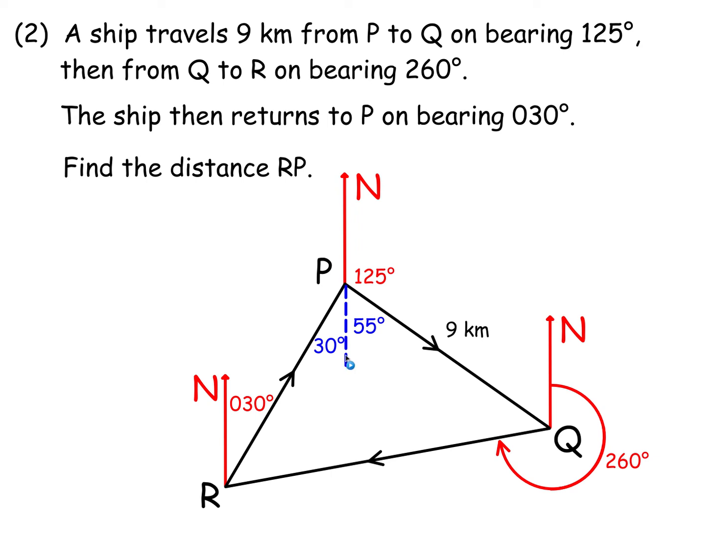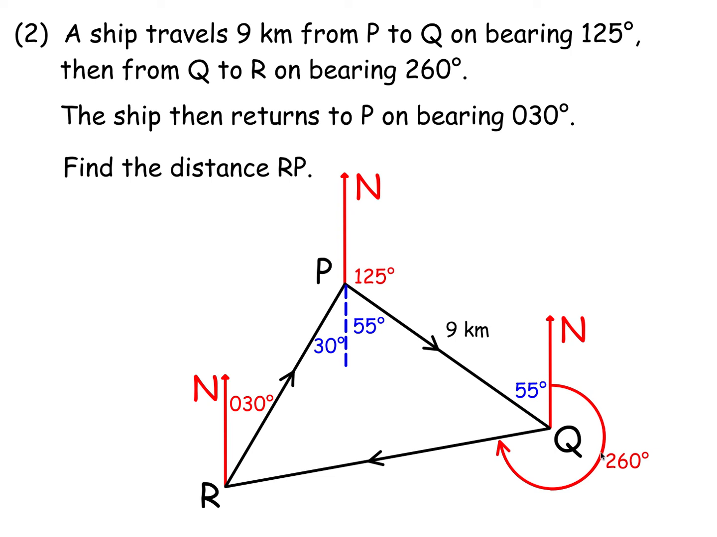There's a Z shape around that 55 degrees, coming down here and up with that north line. So you get parallel lines in a Z shape. Alternate angles are equal. That's 55. Next, that's 260 degrees. That's 55.